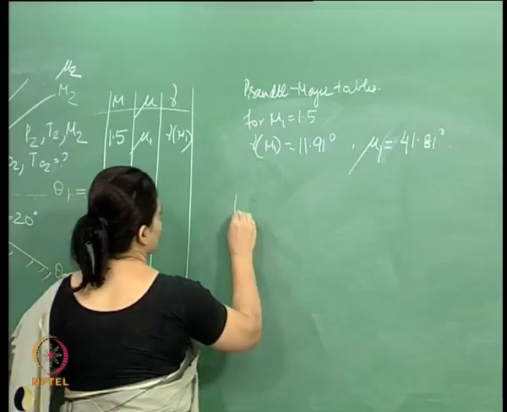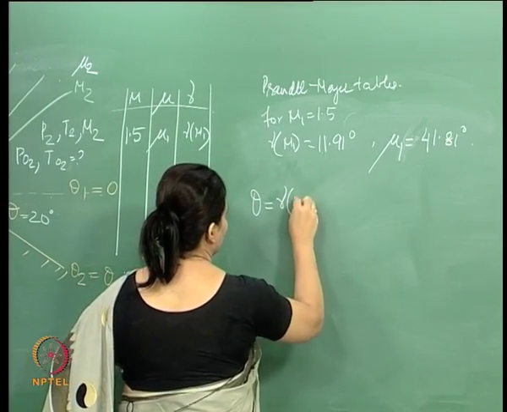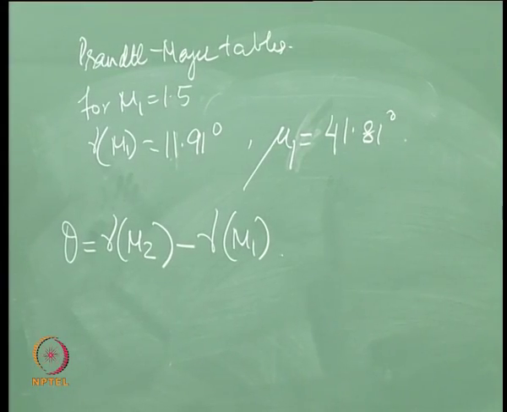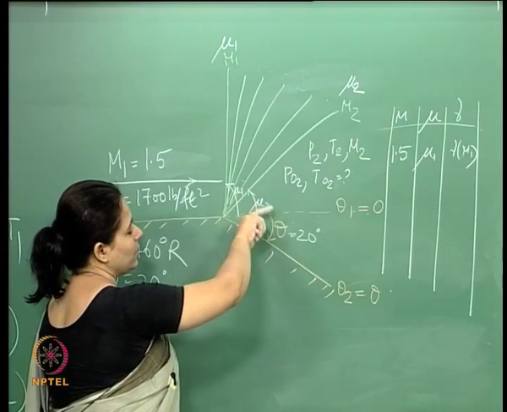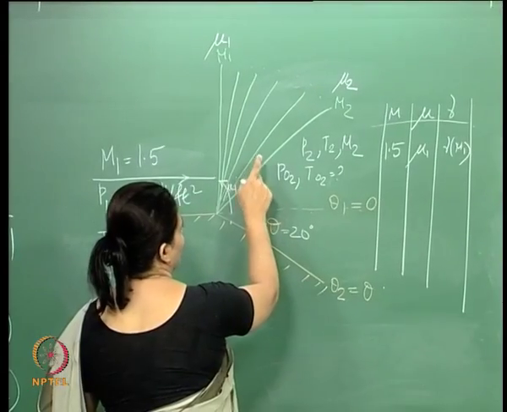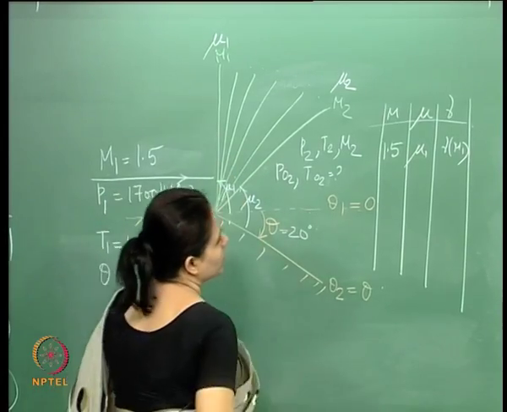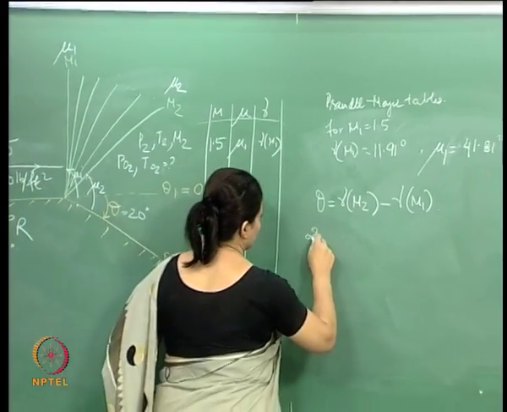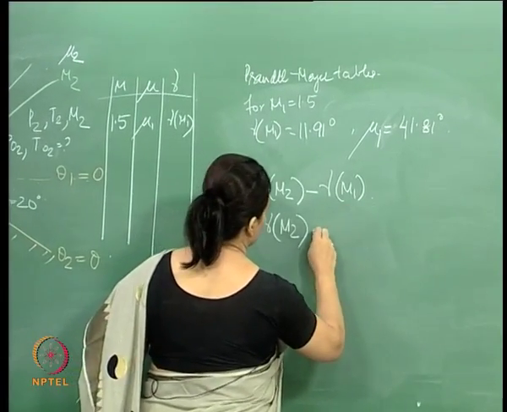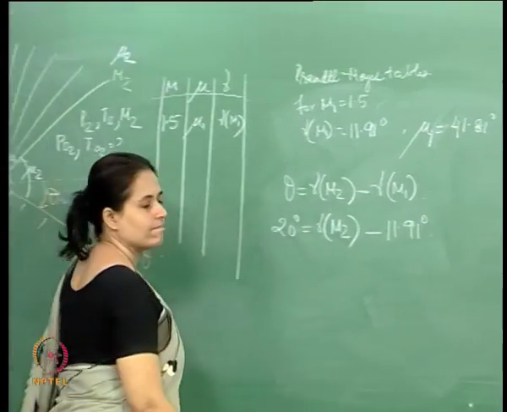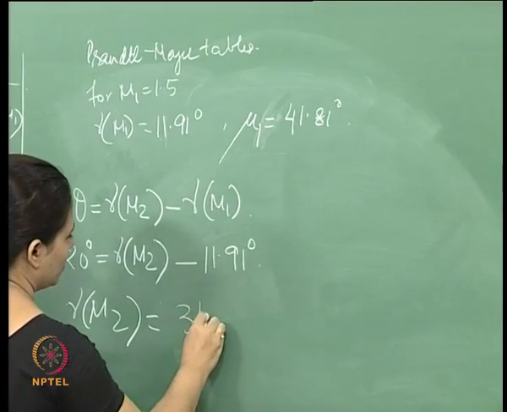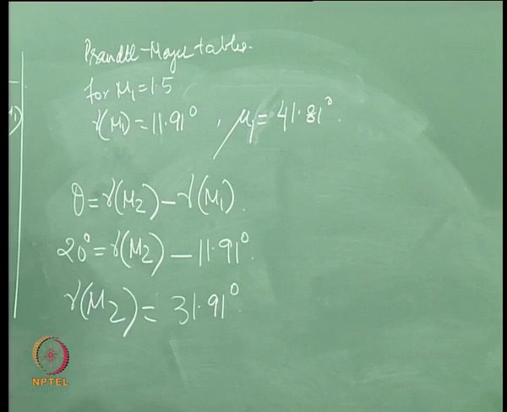We had a relationship, theta is equal to nu2 minus nu1, which we derived for our expansion fan. If the flow goes through a deflection angle of theta, then that is equal to the Prandtl-Meyer function for region 2 minus the Prandtl-Meyer function for region 1. This angle theta, 20 degrees, is known to us. The nu1 is what we found out, so we can now find nu2.